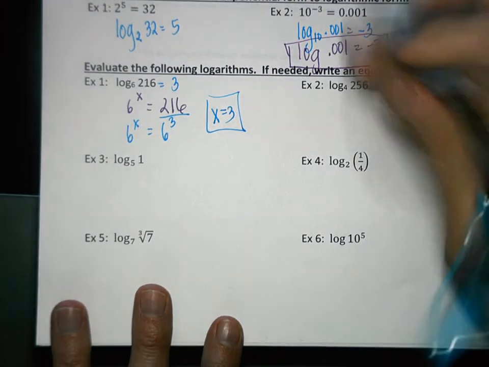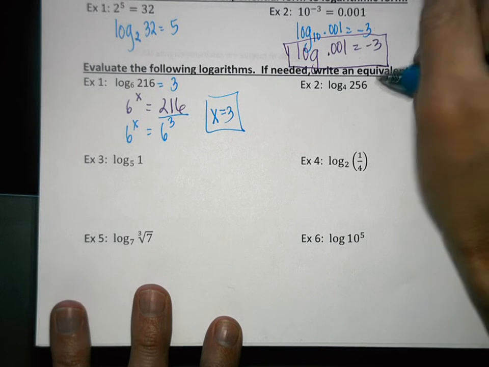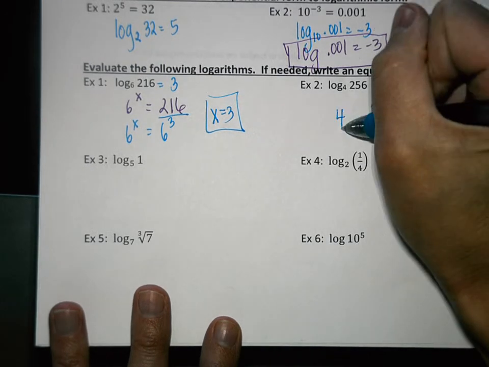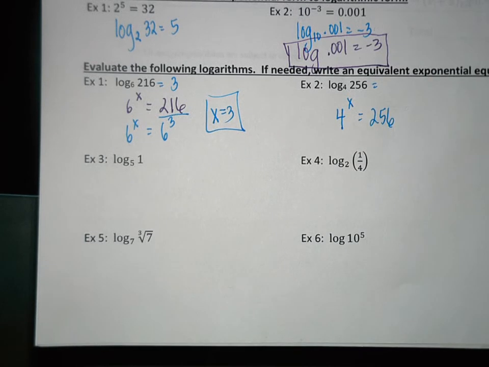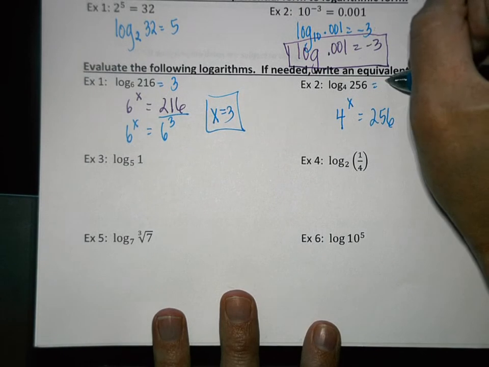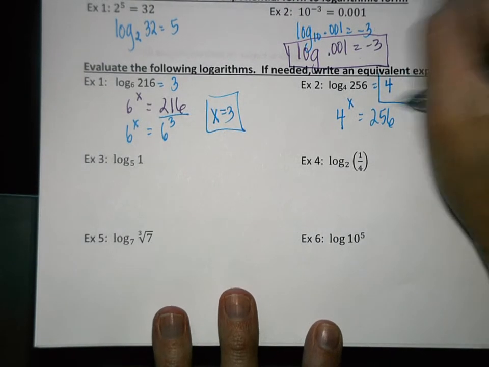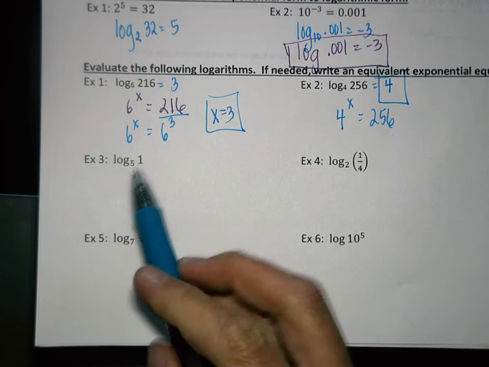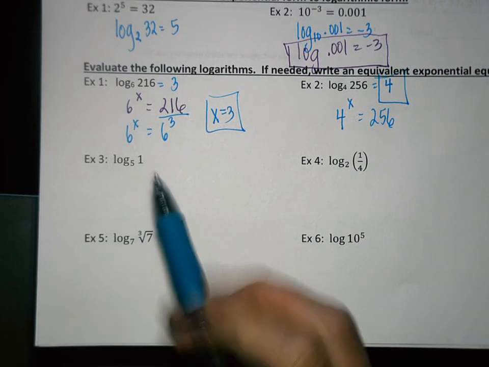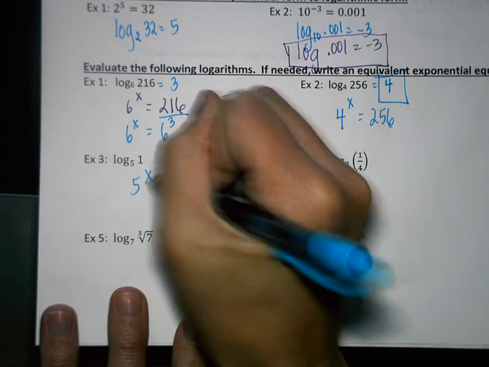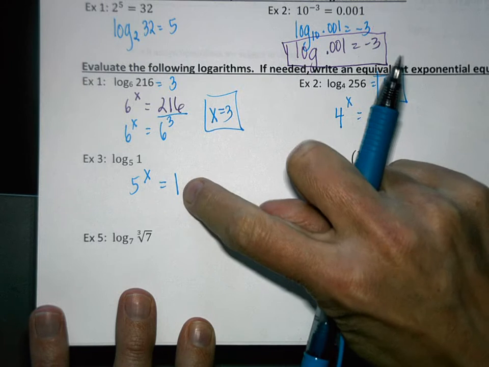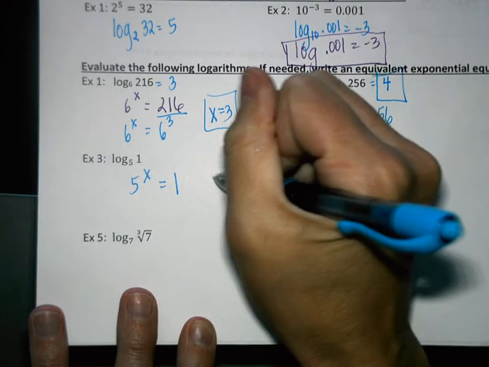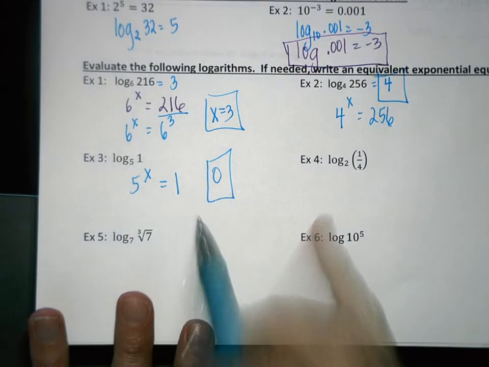Okay, same thing on example 2. Log base 4 of 256 equals what? Or, 4 to what power equals 256? Again, you can go through your calculator and figure out 4 to what power is 256, and the answer you should end up getting is 4. Here, log base 5 of 1. Again, 5 to what power equals 1? In order to get this to equal 1, it has to be 0. Okay, so 5 to the 0 power equals 1.